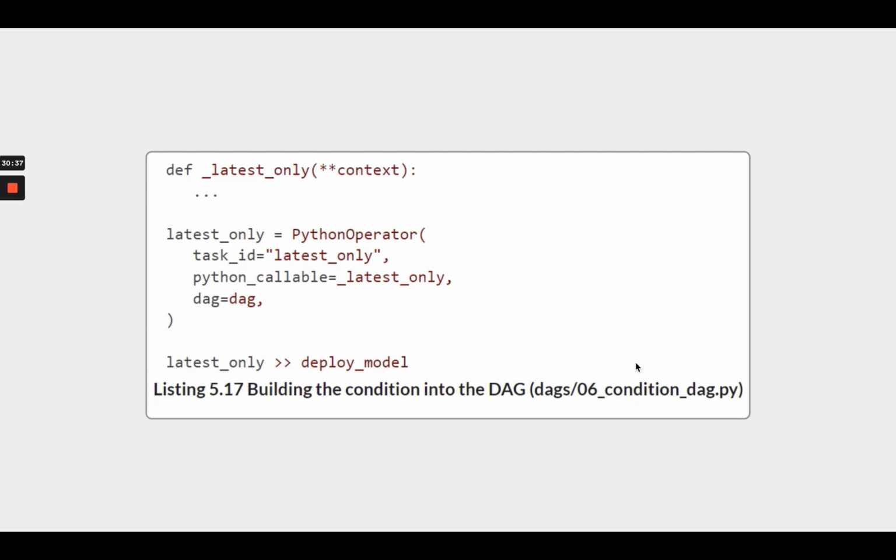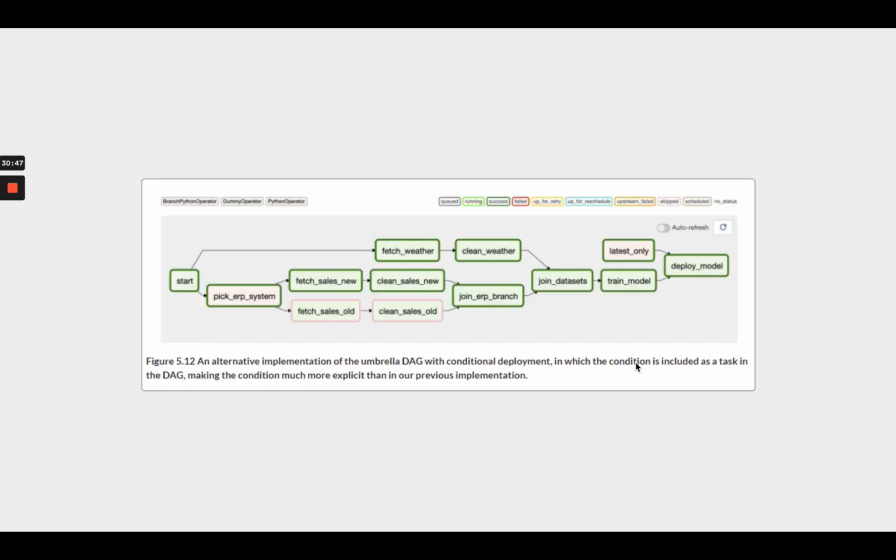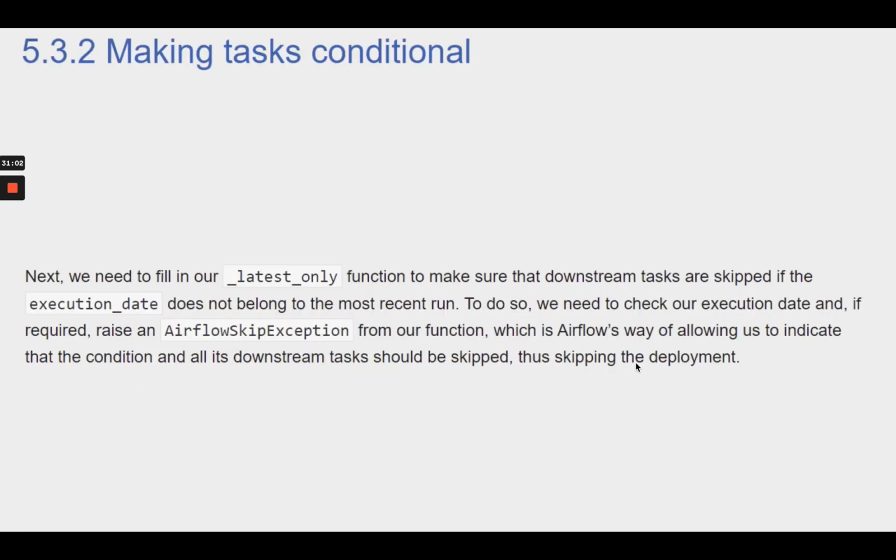Additionally, we can make our deployment conditional by adding a task that checks if the current execution is the most recent DAG execution, and adding our deployment task downstream of this task. This now means that our DAG should look something like what's shown in Figure 5.12, with the train_model task now connected to our new task and the deploy_model task downstream of this new task.